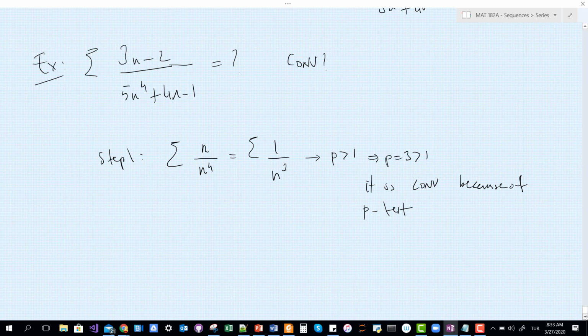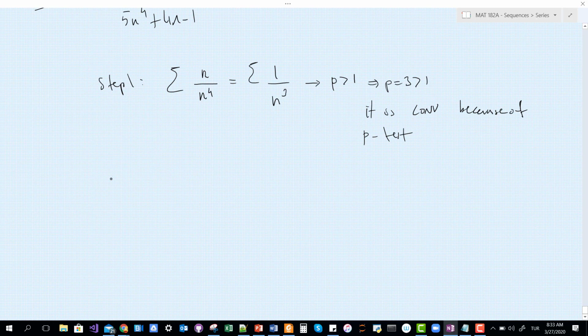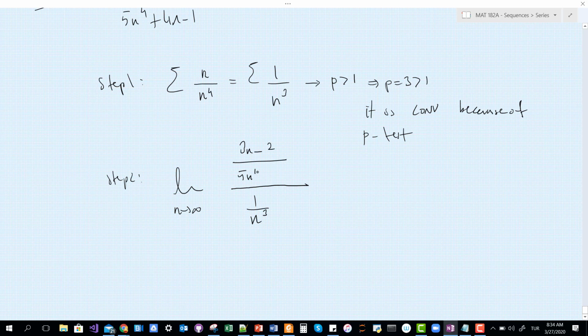Then now I can start comparing these two series. Step 2, I need to take the limit of these two series, just using the general term of them. My Bn goes to the bottom, and then my An goes to the top, over 5n to the 4 plus 4n minus 1. And then look at that. I'm going to use the same algebra technique.